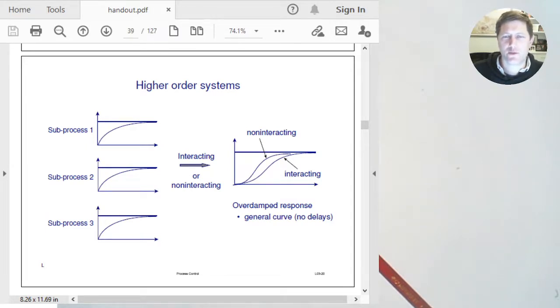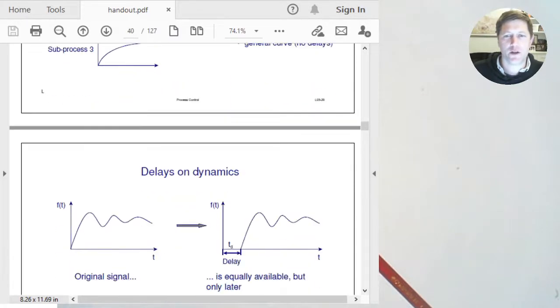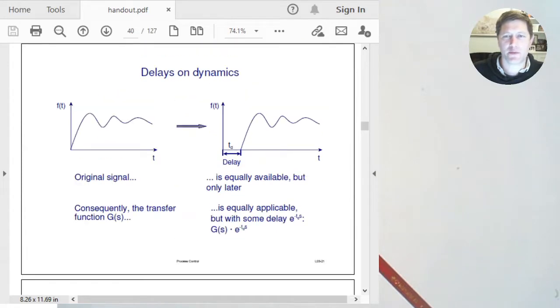When we recognize that lots of first order subprocesses always end up looking something like this, it never gets too complicated in terms of what the ultimate response is. It just sort of gets more sluggish and a bit flat at the beginning here. So we can go a long way by making some simplification.